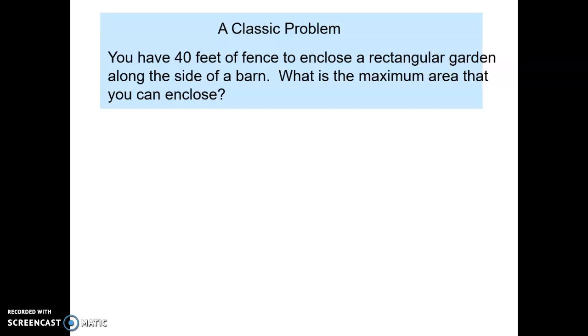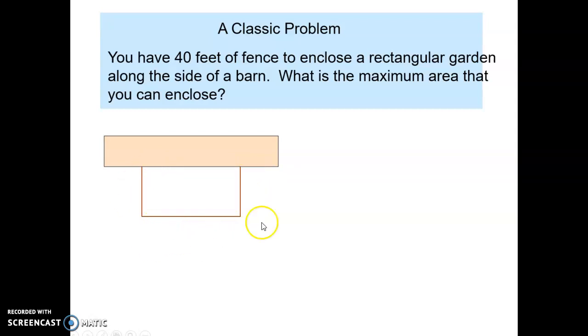Now, again, it looks so innocent, this problem, but it is not. It's actually very difficult as we go through. But let's try to see if we can set this up. So if this is our barn, and here's our rectangular fence that we're putting alongside the barn. So we have 3 sides of fencing.